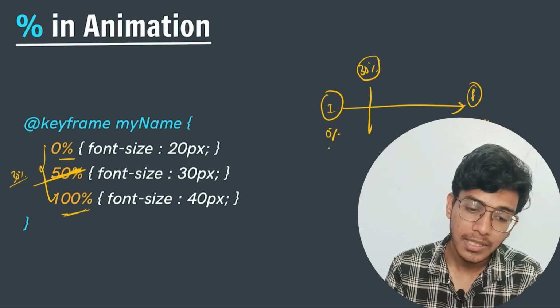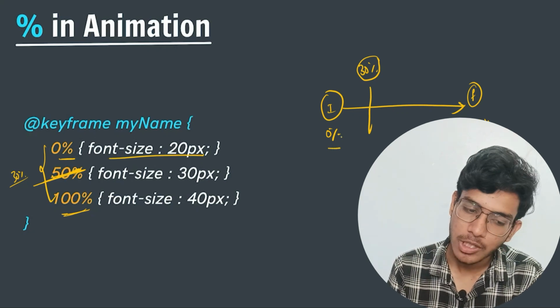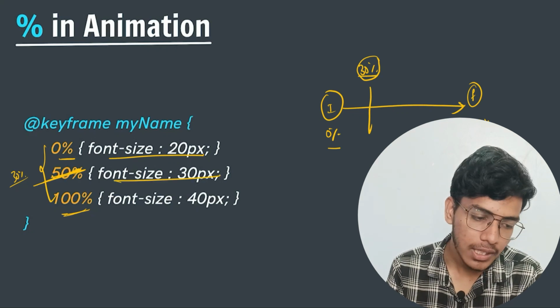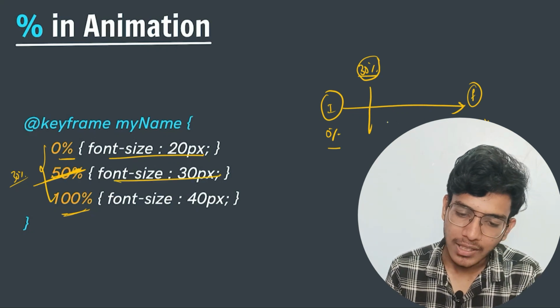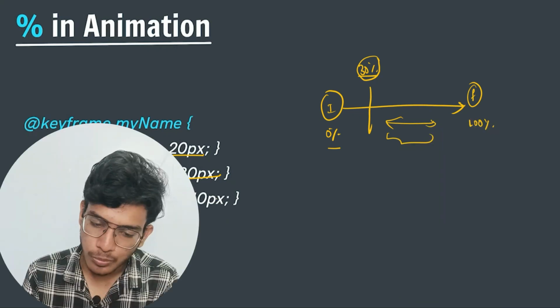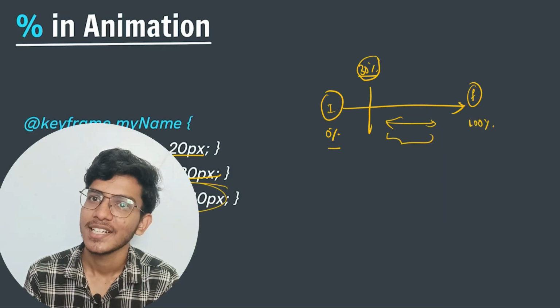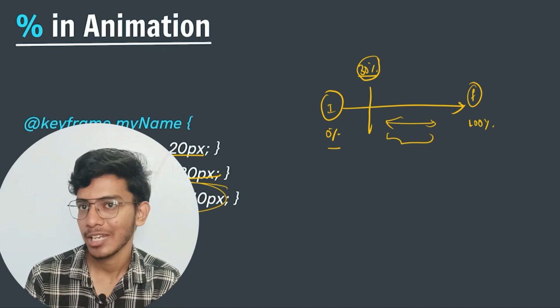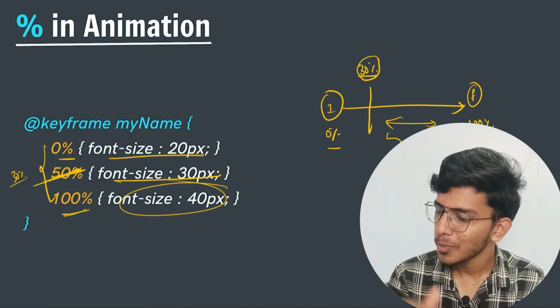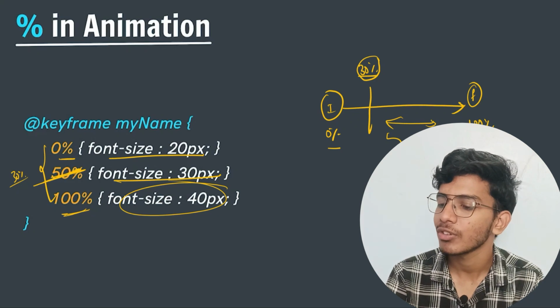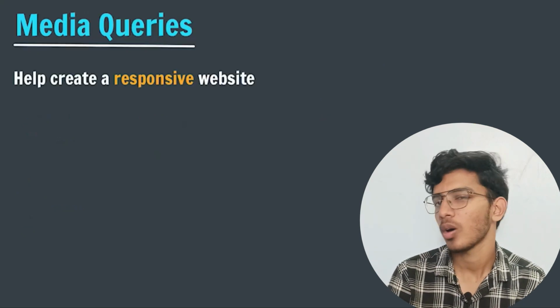So what will happen is that at 0% this animation will happen, and at 30% this animation will happen. After that, at 50%, in this space this animation will get applied. Like this, we can use percentages in animation as well. Okay, I hope you are very clear with animations and how they work.